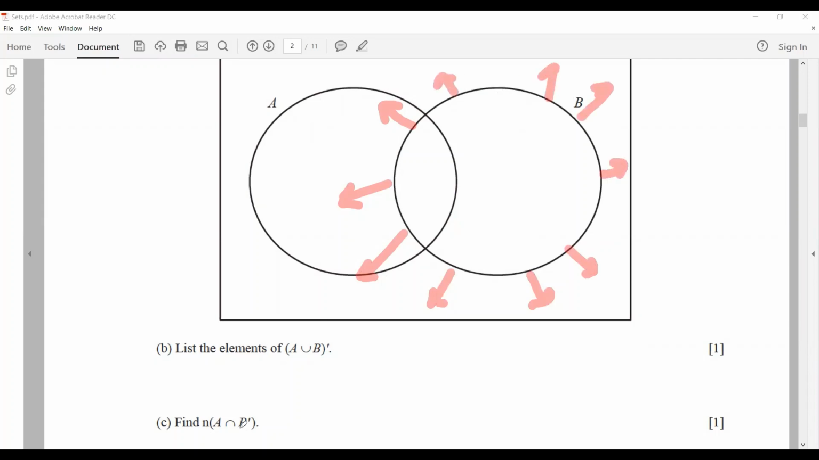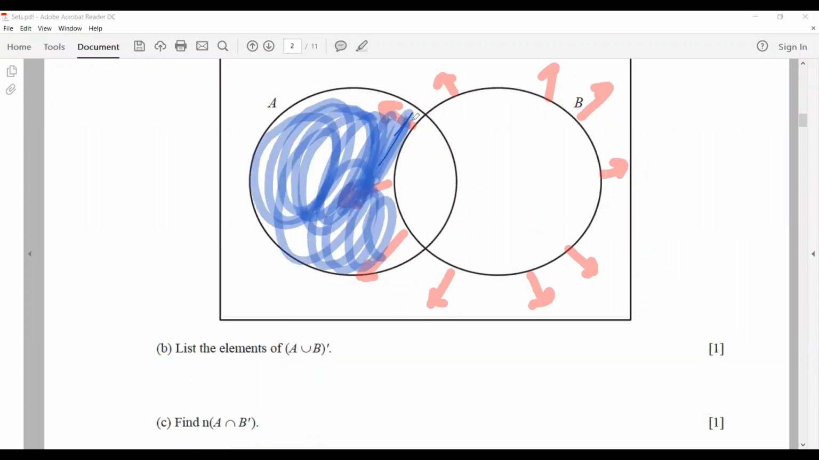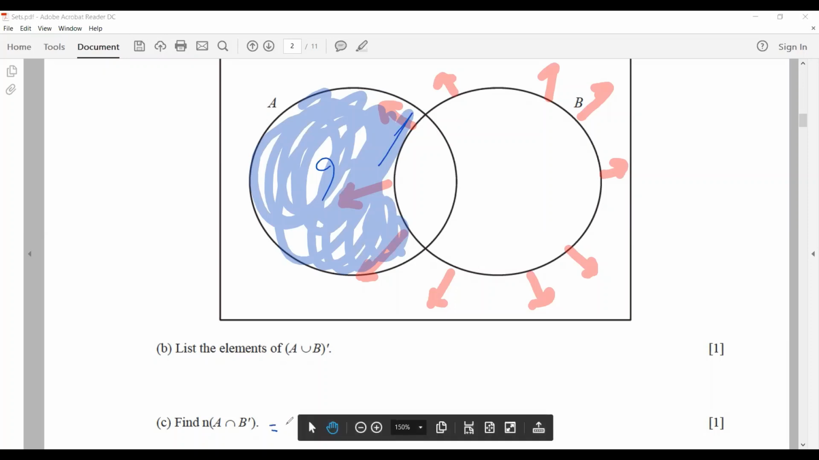And now what is the intersection of A with this region? That would be only, this is the only common region, right? So the blue one. And then there was only one number in this region. Do you remember? That was number 9, right? And that's only one number, so the answer is 1. Don't write 9 because they're not asking for the element. They're just asking for the number of elements in this set. So we have only 1.